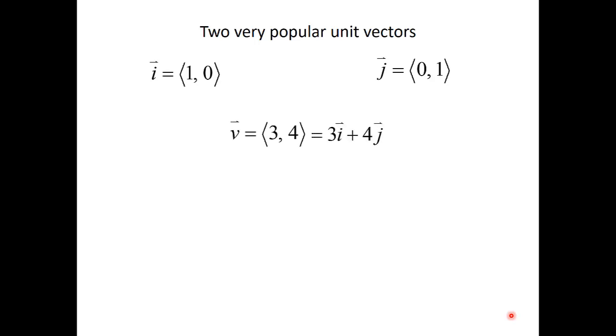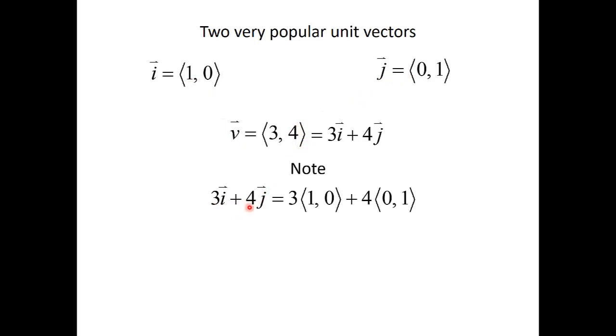Now, think about this vector 3, 4. We could write this vector this way. Let me explain how that works. And this is the linear combination right here. This is a linear combination. Notice that if I thought about this vector 3i, in other words, if I took the component 3 here, multiplied it by i, and then if I took the 4 and multiplied it by j, I would have this.